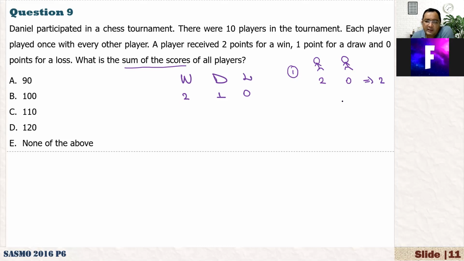The second case is, assume that it is a draw. If it is a draw, Wagif, you get 1 point, and Adnan gets 1 point. At that time, what is the sum of the points? Here again, it is 2.